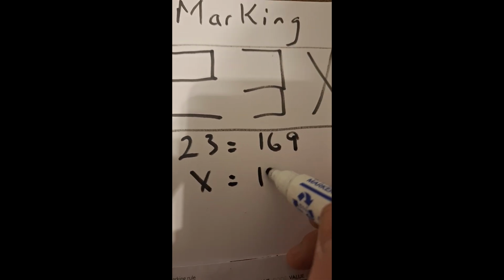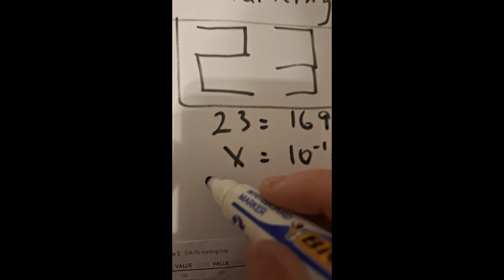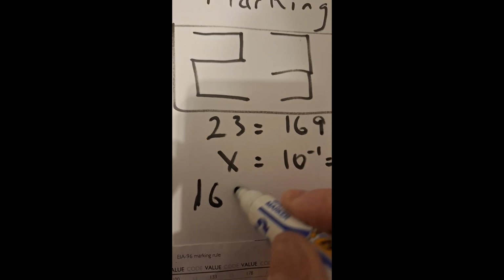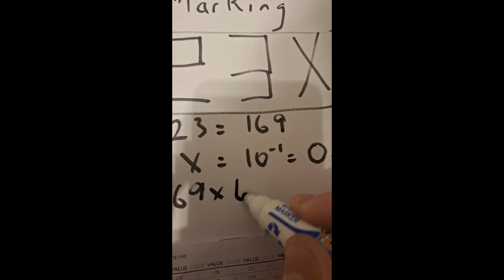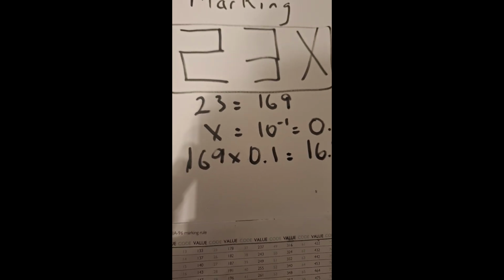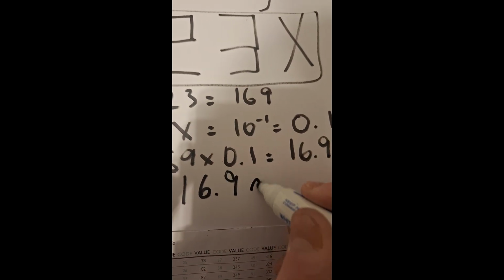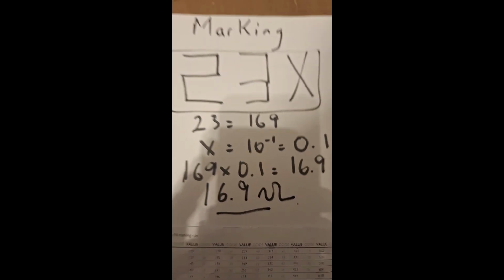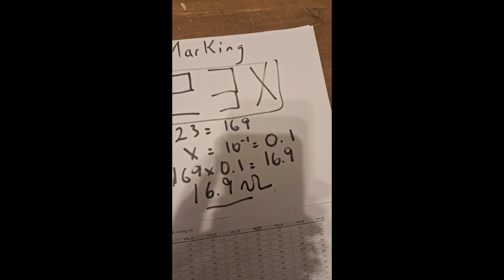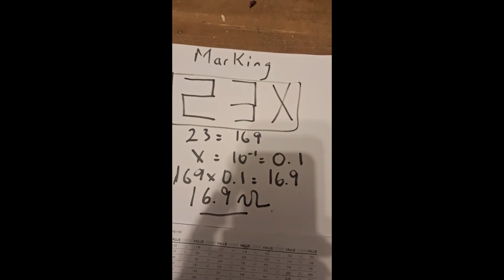23X can be broken down to 23 and X. From our table we can see that code 23 corresponds to 169. X is the multiplier, which in this case is 10 to the power of minus 1, which equals 0.1. So now we have 169 multiplied by 0.1, which is of course 16.9. So the value of our resistor is 16.9 ohms.